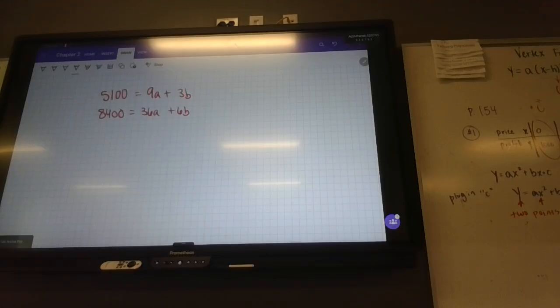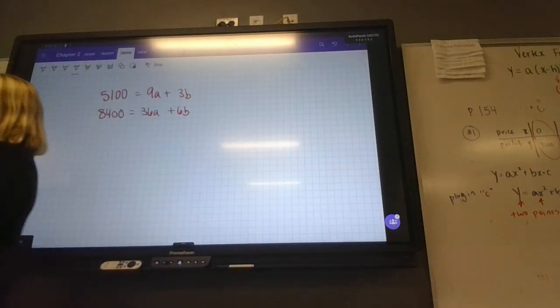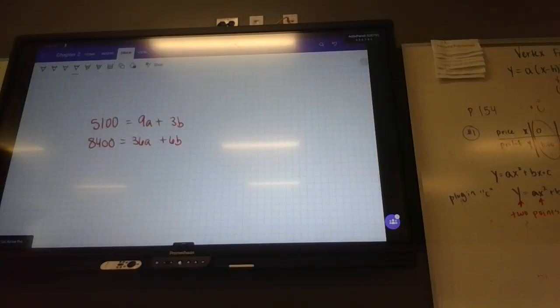I'm calling on Rocco to make opposites. You want to do opposite A's or opposite B's? Opposite A's. All right, how are we going to make it opposite? Opposite B's would be easy. They're both divided by what, 3?